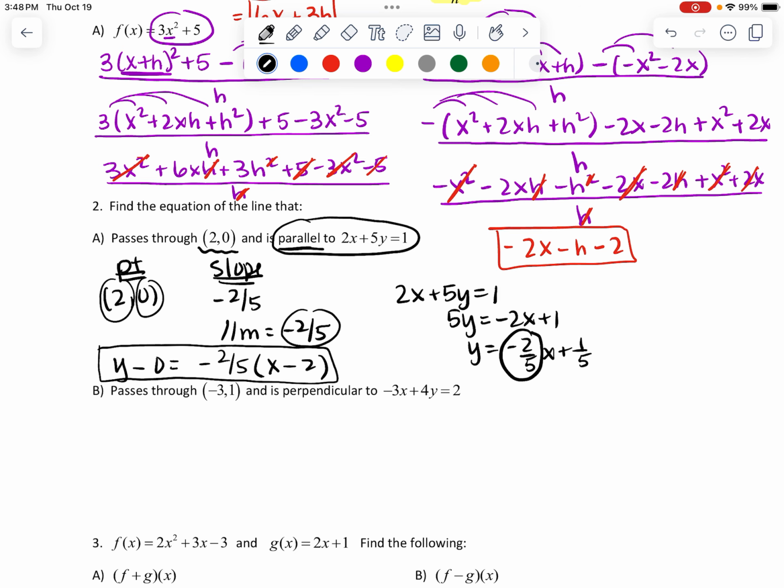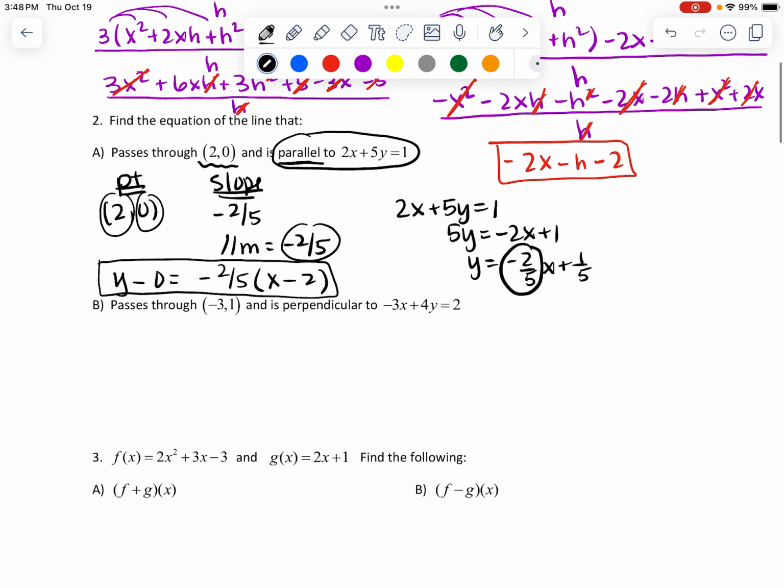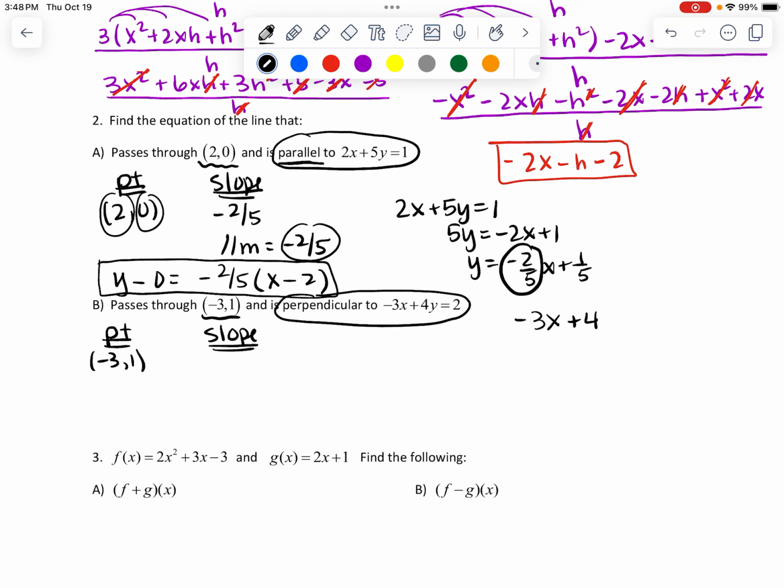All right, B, same question. I want an equation of a line, so I need a point, which they gave me, negative 3, 1, and I need a slope. And again, they did not give me that, but they did give me a whole bunch of information. So same idea. Take that negative 3x plus 4y equals 2 and solve that equation for y. So I'm going to go ahead and add 3x to both sides, giving me 4y equals 3x plus 2.